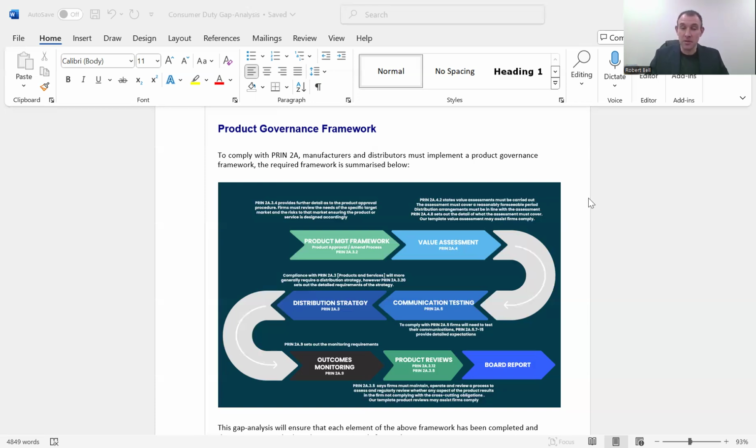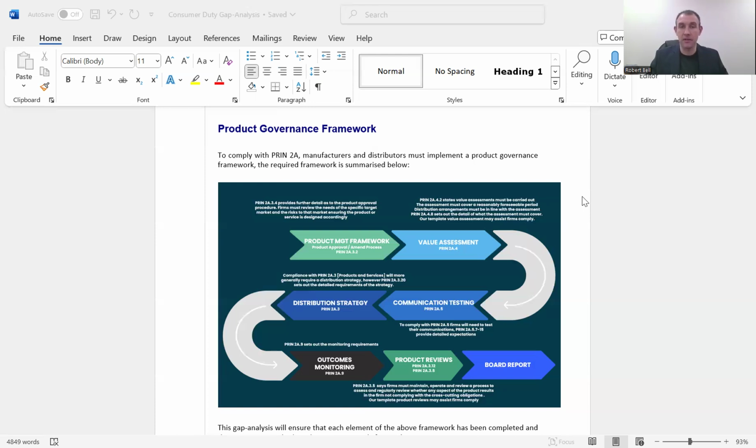Once you've designed your product, you then also need to undertake your value assessment. That's had a lot of feedback from the FCA, as firms, I think, have struggled to properly understand how to assess value for their products and services. So we've had good and poor practices come out in the summer of 2024. We've had a review of insurance firms' value assessments in the summer as well. So that's all really valuable, and that's all been factored into our gap analysis.